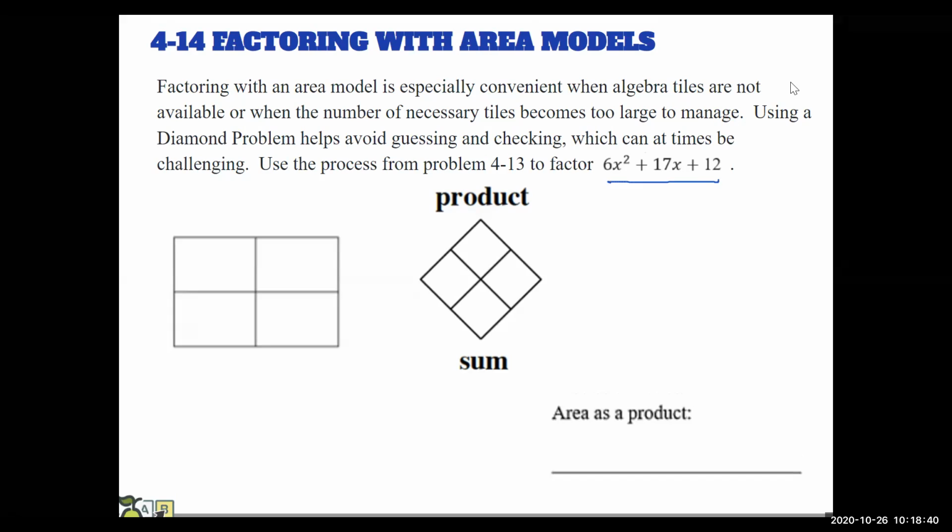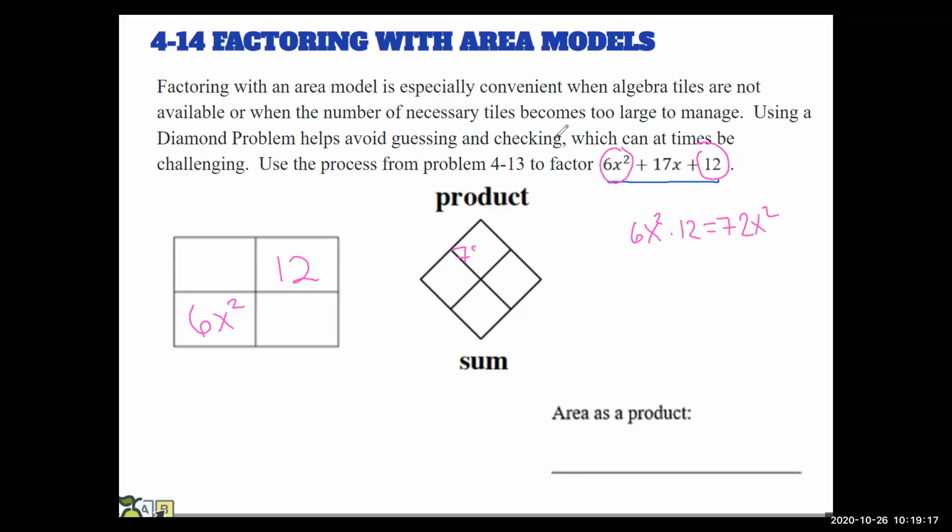This expression here, 6x squared plus 17x plus 12. All right, so to begin, we always start with our first term and our last term as diagonals in our area model. Okay, and then before we can decide how to split up the 17x to fit in the two other squares, we need to figure out what their product will be in the area model. So 6x squared times 12 is 72x squared.